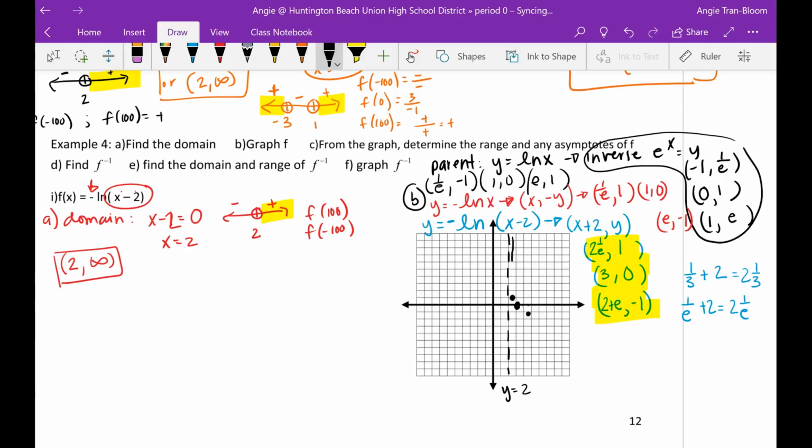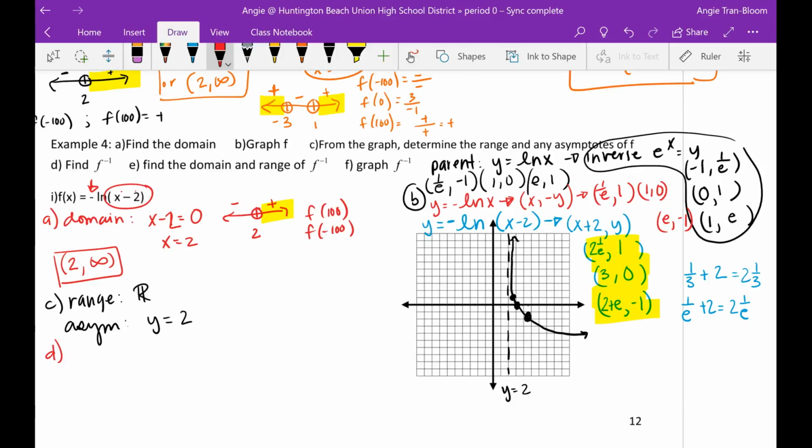Then the graph is just going to be hugging the asymptote. If you miss your dots, make them really big so that it looks like that. So that is the graph of negative natural log of x minus 2. C says, from the graph, determine the range and any asymptotes of f. The range of logs is always all real. Asymptote, you're going to have a y equals 2. D says find the inverse.